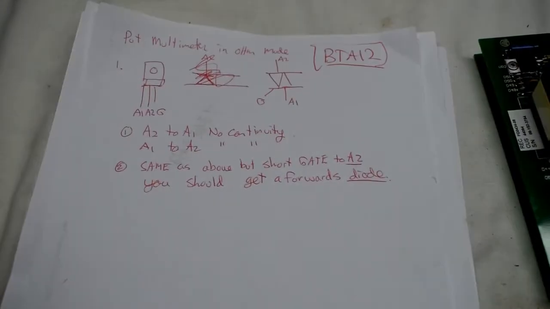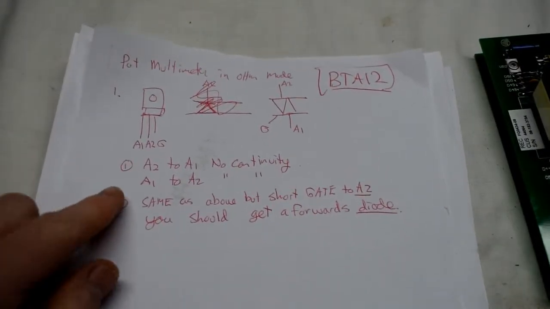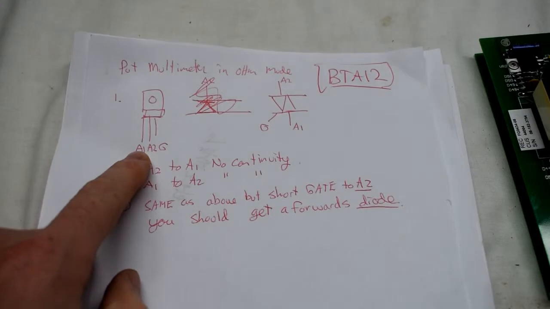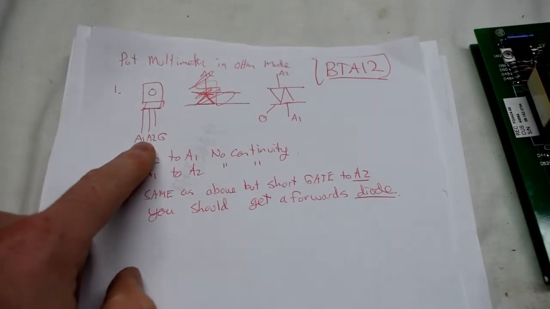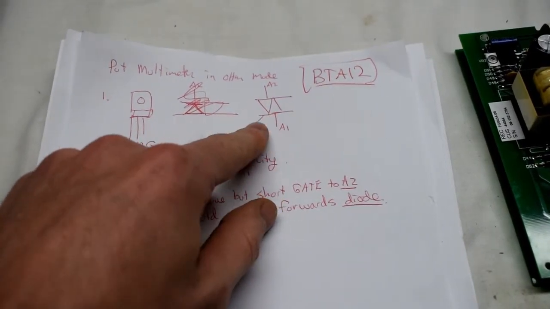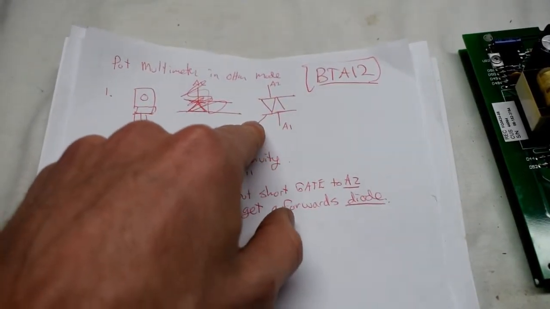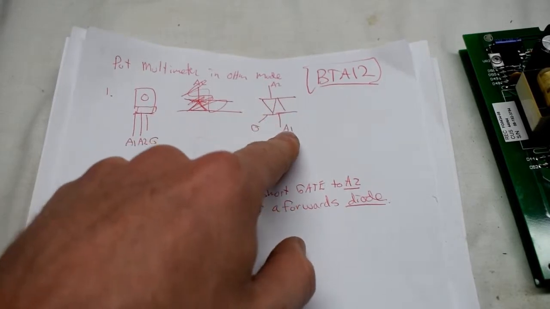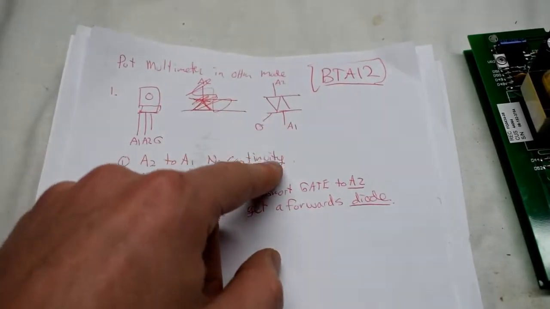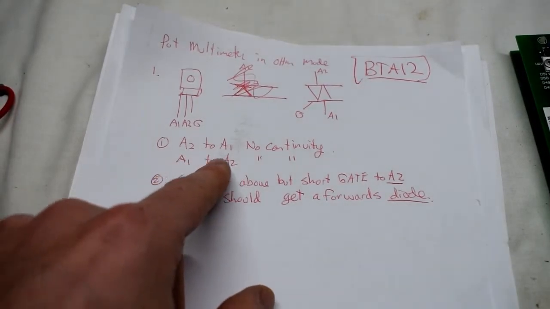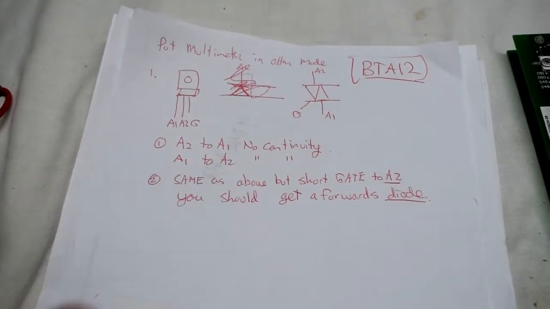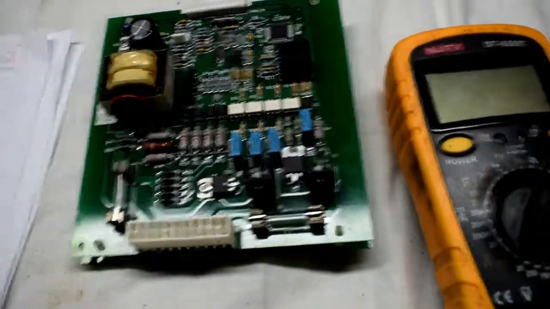I went online to test it, and basically to test it, here's the data sheet. You have A1, A2, and then the gate here. These are connected to diodes, so that's kind of the schematic where you have the gate here. You have A1 is a diode and A2 is a diode there. So to test it, there should be no continuity between A1 and A2. So I'll show you that right here.